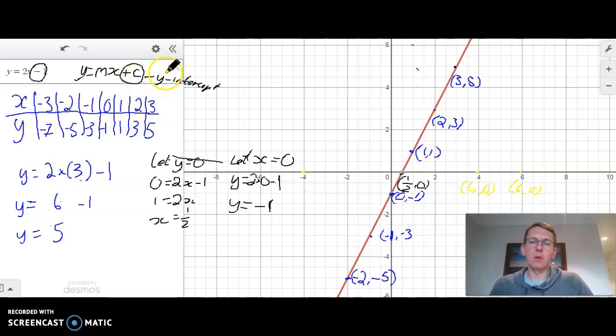Good luck with linear equations. There is a lot to it. We touched a little bit on the gradient as well, talking about the rise and run. The gradient really just comes from this number out the front. This number increases y every time you increase x by 1. So we'll touch on that a bit later.